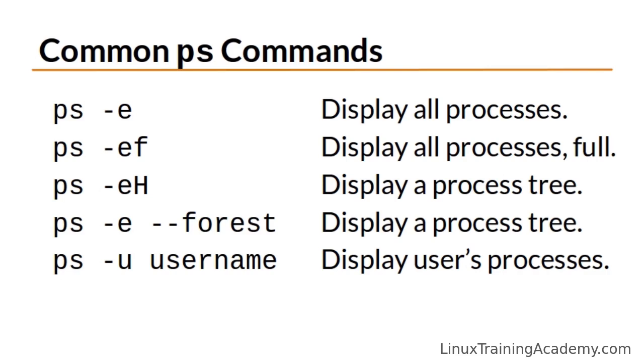There's a couple of different ways to display processes in a tree-like output: ps space -e with a capital H, or -e with the --forest option. Again, to display a specific user's processes, use ps space -u space that username.